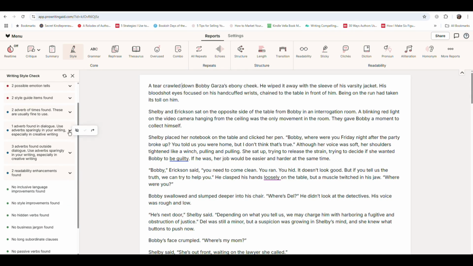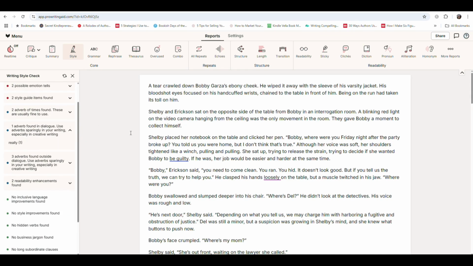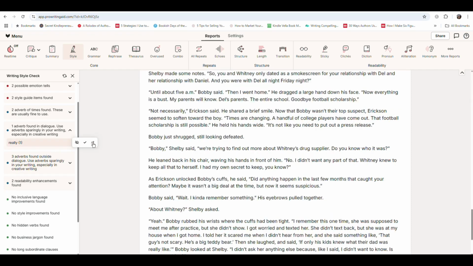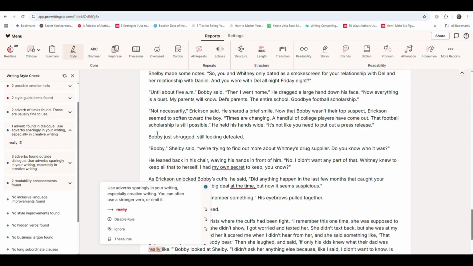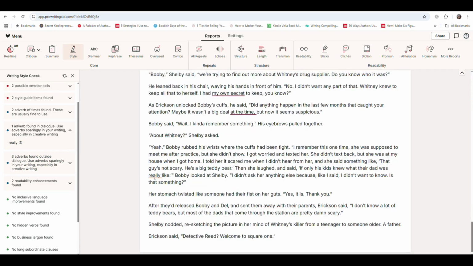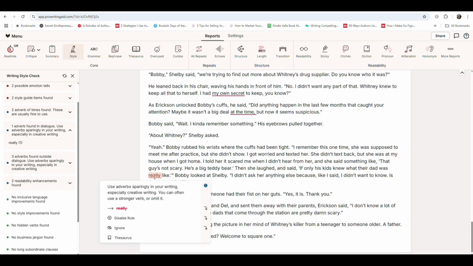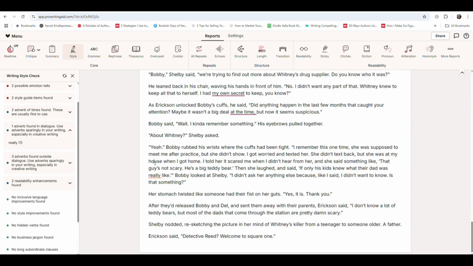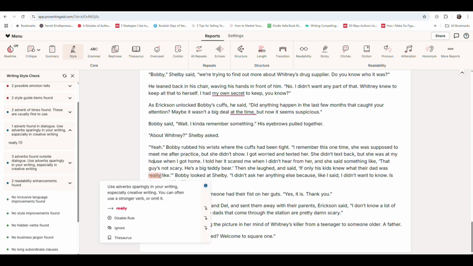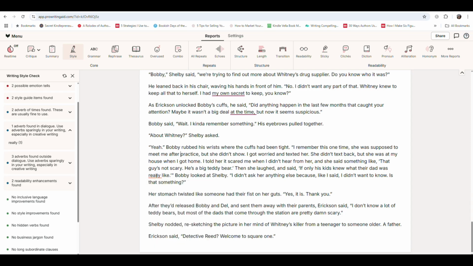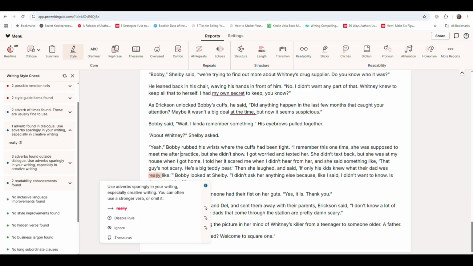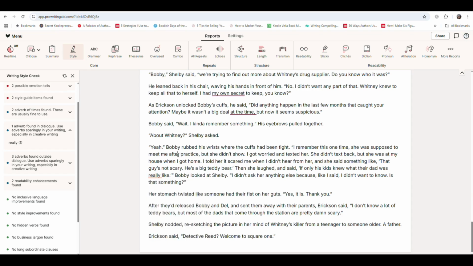Now, adverbs in dialogue, one adverb found in dialogue, I generally don't get rid of because that's how we talk. We talk in adverbs. I'm not going to get rid of this: "if only his kids knew what their dad was really like," because that's how people talk. So generally when it has an adverb inside dialogue, I ignore that. If you're seeing, however, 10 adverbs within dialogue, you might want to check on them just in case.